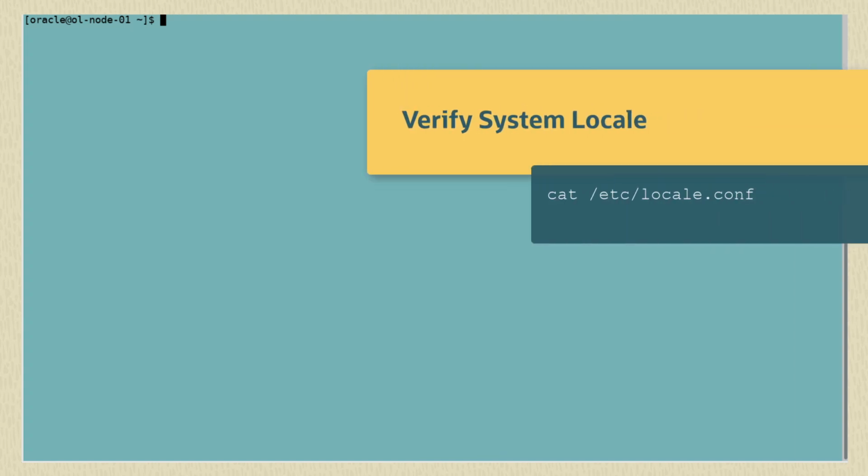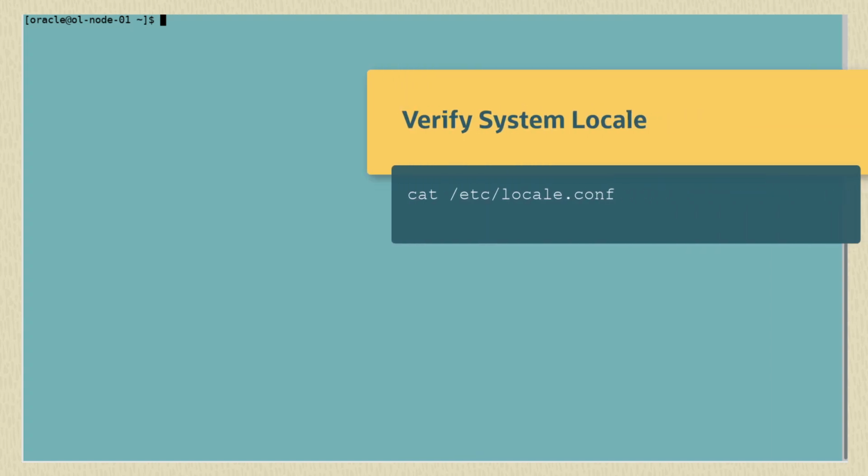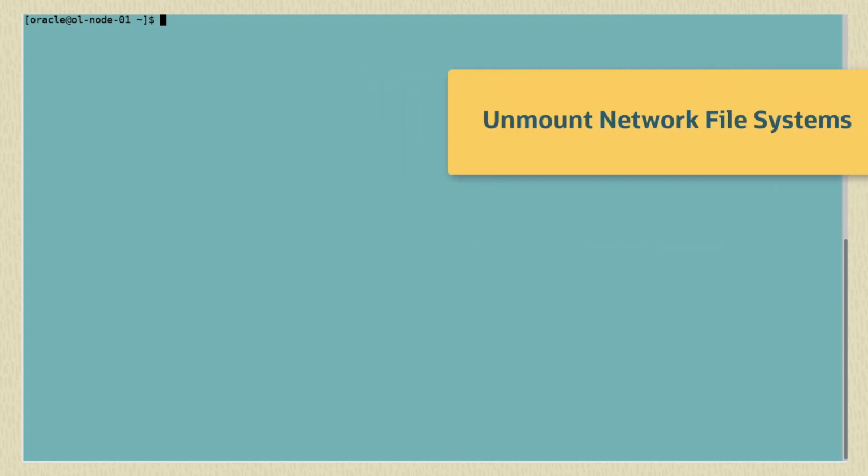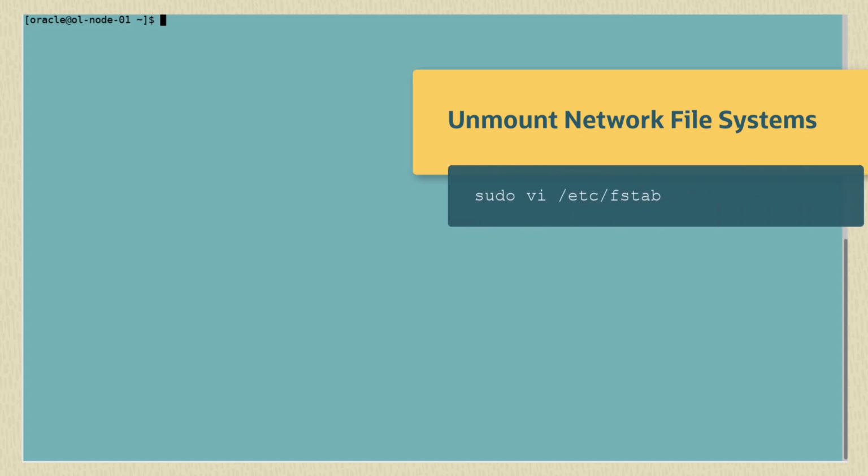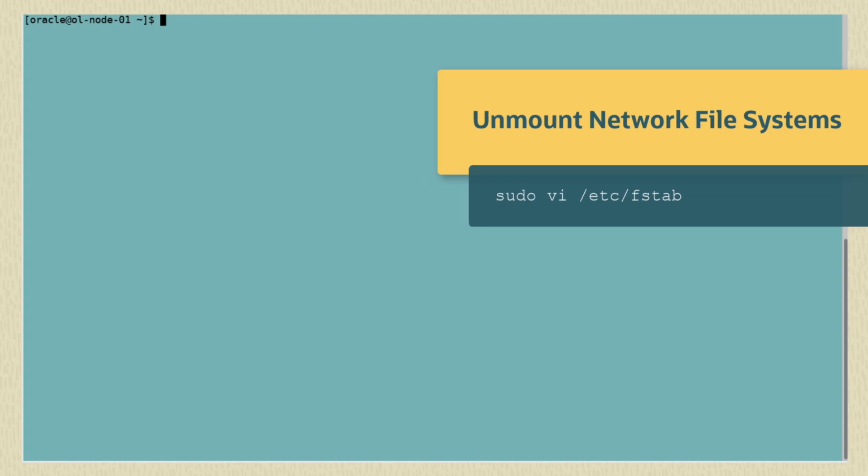We use the command cat /etc/locale.conf to verify the system locale is set to en_US.UTF-8. If needed, use the command sudo localectl set-locale to configure this. If there are mounted network file systems, unmount them and comment them out in the /etc/fstab file. They can be remounted after the upgrade.